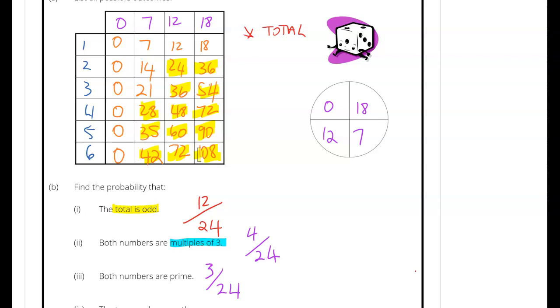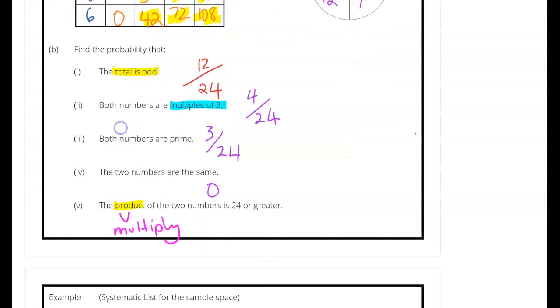13. So how many are there? 1, 2, 3, 4, 5, 6, 7, 8, 9, 10? Yeah, 13. So our probability is going to be 13 out of 24.